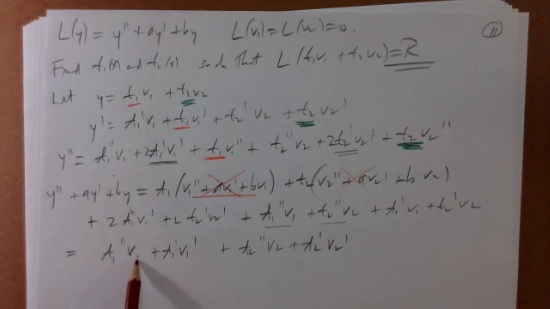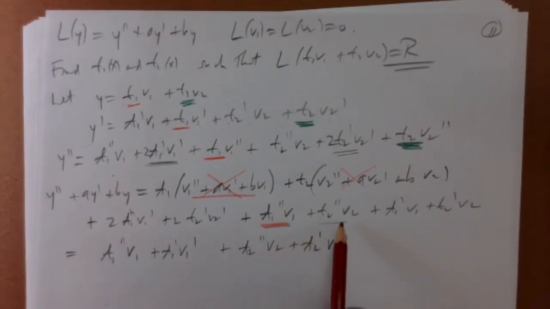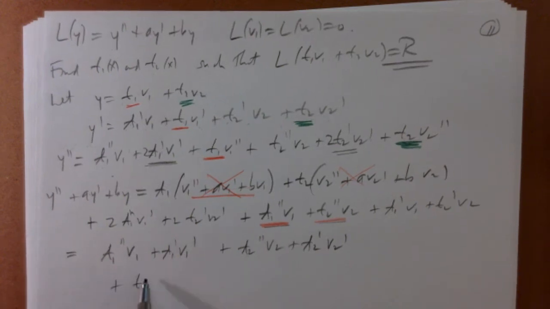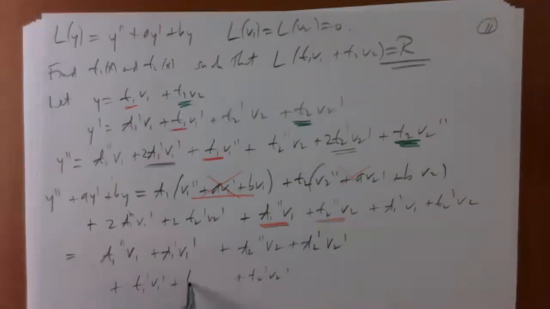T1 double prime V1 prime and T2 double prime V2 prime. T1 prime, that's one of these and one of these. So I also have another T1 prime V1 prime and another T2 prime V2 prime, plus T1 prime V1 and T2 prime V2.